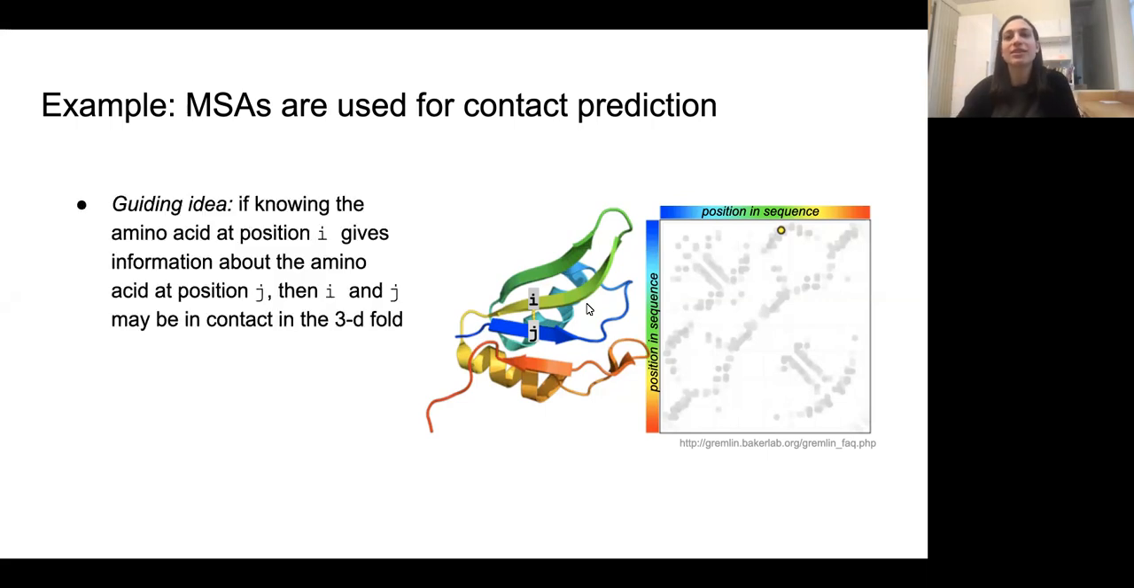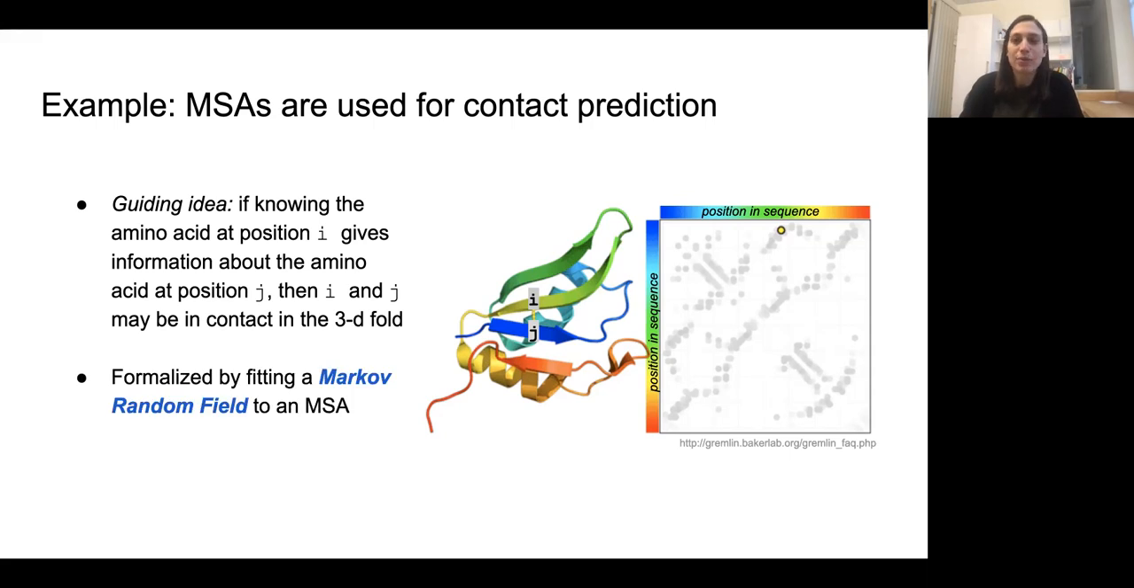So how does knowing a multiple sequence alignment help you predict contacts? The guiding idea is that if knowing what amino acid is present at position I gives you information about what amino acid might be present at position J, then there may be some sort of structural constraint over time acting between positions I and J, and therefore they may be in contact in the three-dimensional fold.